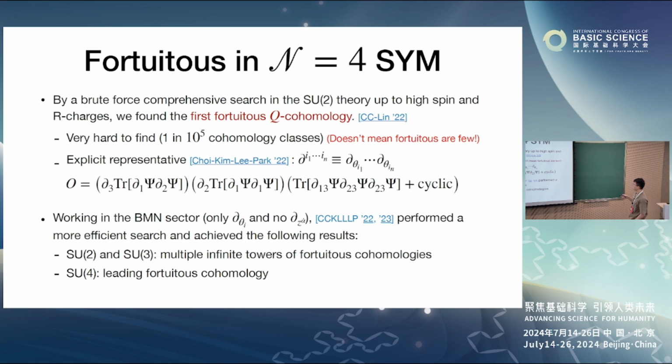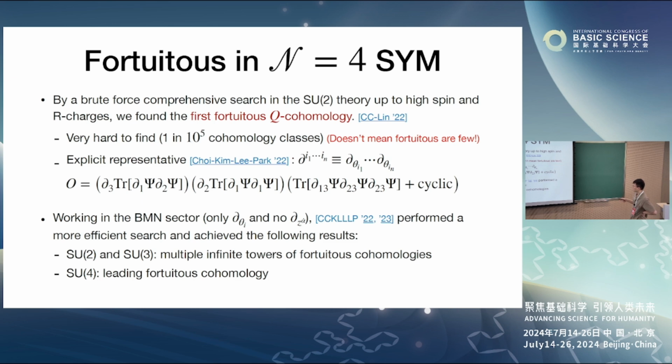But this actually doesn't mean that fortuitous ones are few in general. We will see later that if we consider even higher spin and R-charges and also higher ranks, there are much more fortuitous cohomologies than monotone ones. Shortly after our paper, a group in Korea found a very simple and explicit representative of this fortuitous cohomology. It takes this form, and it is constructed out of some theta derivatives on the superfield. You can see that in order to write it down, we only need the theta derivatives and no z derivative. And this actually defines a very interesting sector of operators, called the BMN sector.